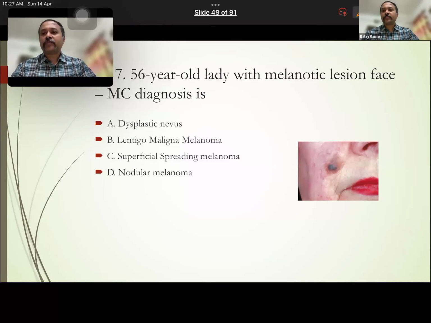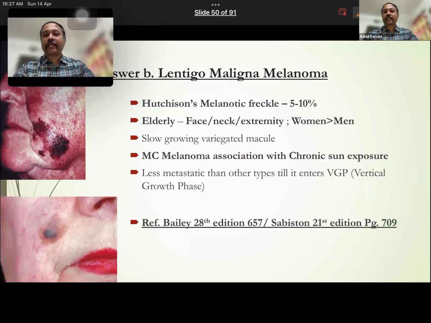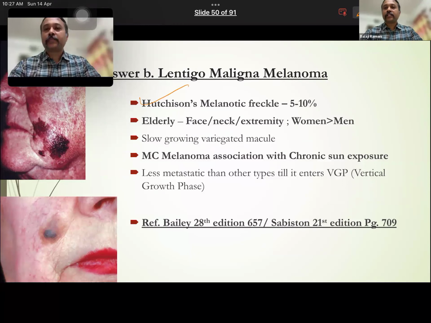Right. What is this melanoma? Just now we were discussing. This is our lentigo maligna melanoma. This is your classical lentigo maligna melanoma. You can see it is happening relatively in an elderly person, happening in the head and neck and face area. It's kind of like a superficial spreading type of thing. So this is also known as the Hutchinson's melanotic freckle. Elderly, commonly seen in women, face and head and neck areas.